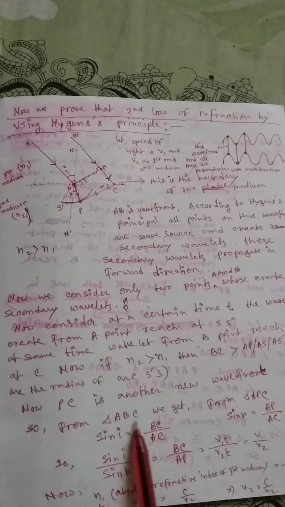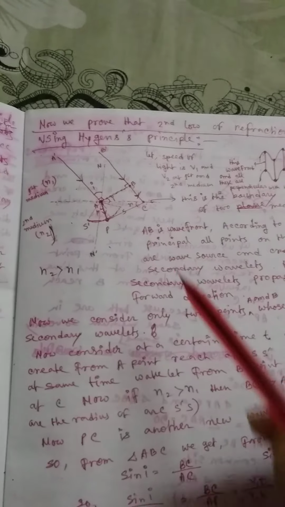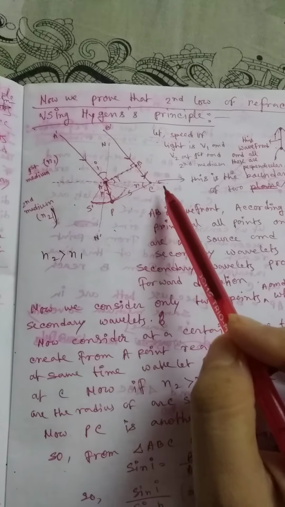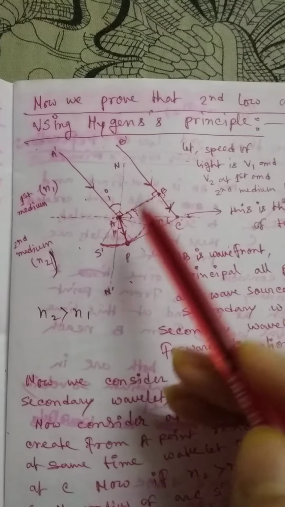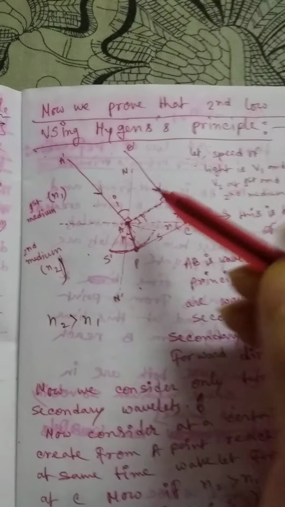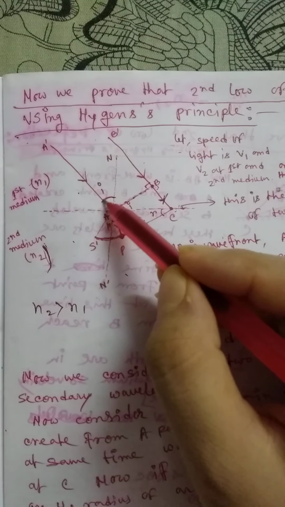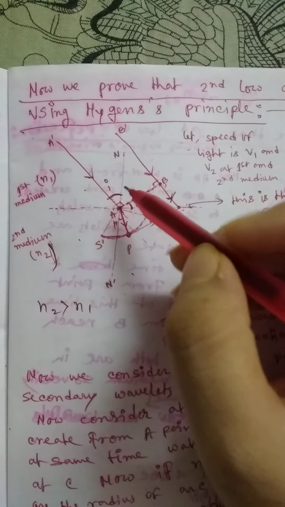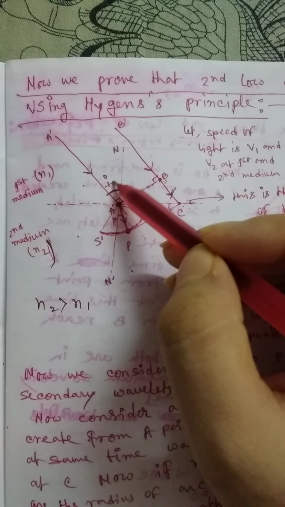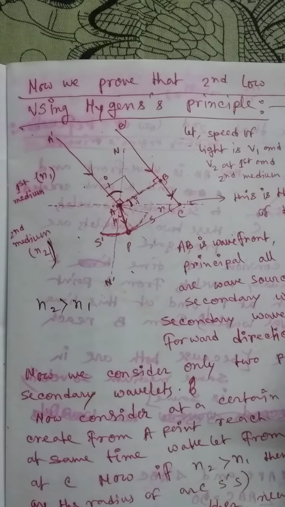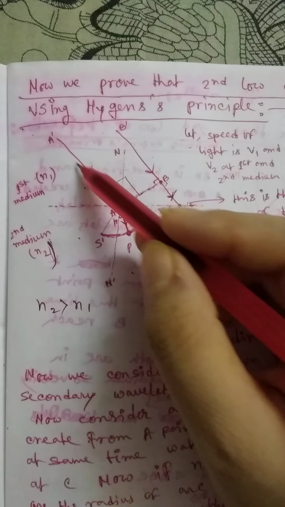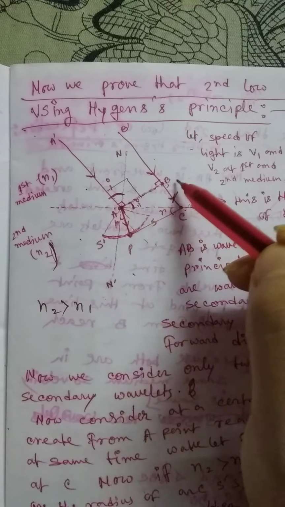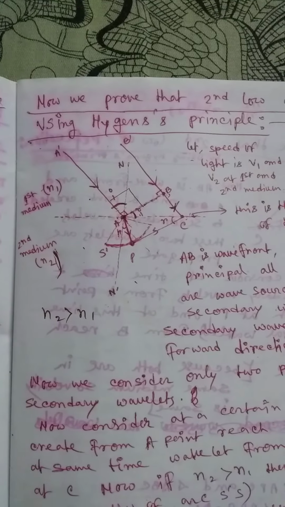So just look at here, the ABC triangle. If this angle is I, then this angle is also I. Why? Because this angle is 90 degree, right? Because this is the angle between wave direction and wave front. This is the wave direction and this is the wave front. So wave direction and wave front make a 90 degree angle.